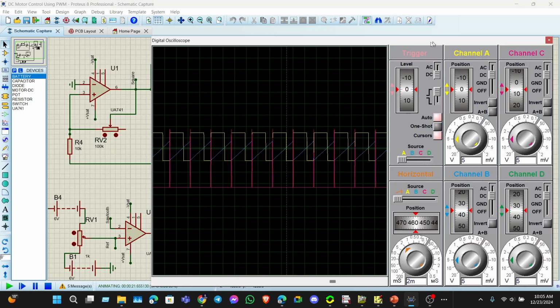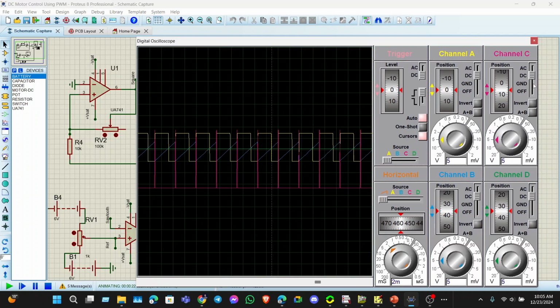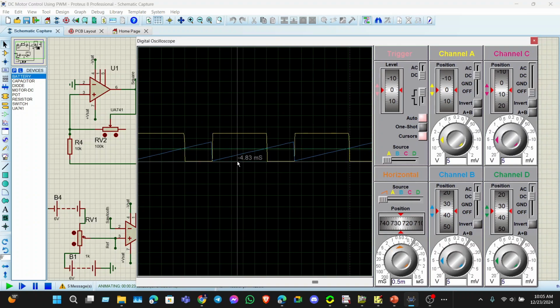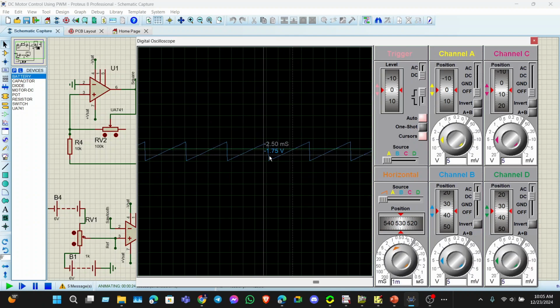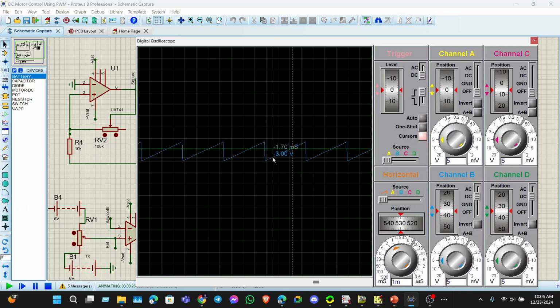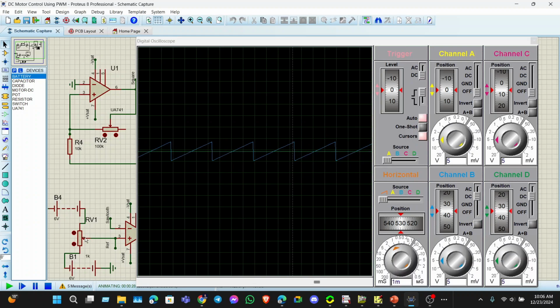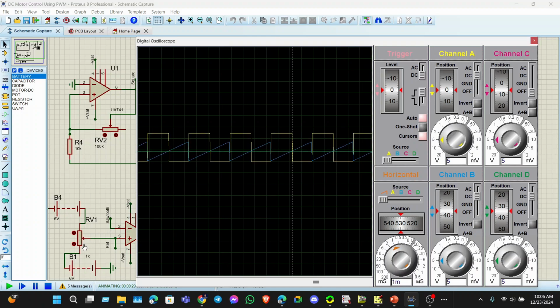So I am removing the portion here that isn't needed, and here you can see that this is our outcome. We will see it later. So you can see that the blue one is our sawtooth, and the green one is the reference voltage. So if we change the reference voltage, simultaneously our duty cycle outcome will change.